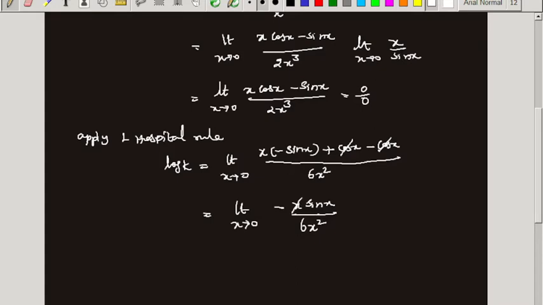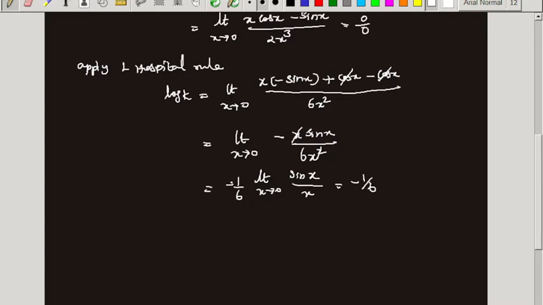So here one x gets cancelled. We write 1 by 6 outside the limit. Limit x tends to 0 sin x dividing by x. So this is nothing but 1. We get the answer minus 1 by 6. So minus 1 by 6 is nothing but log k. Log k is minus 1 by 6. K can be written as e power minus 1 by 6. So this is the answer for the question.